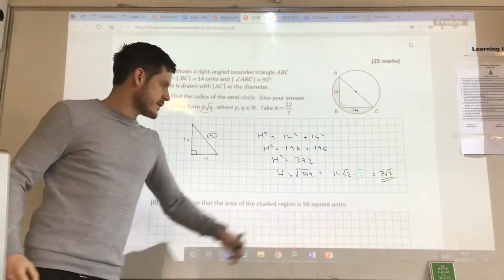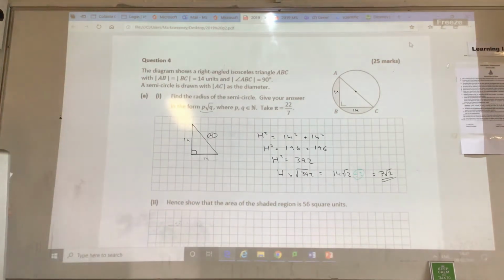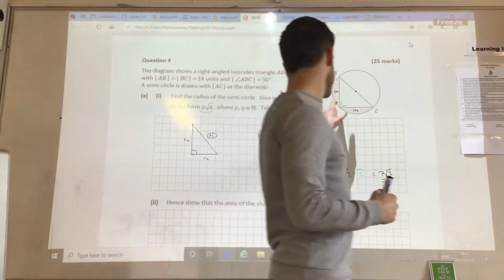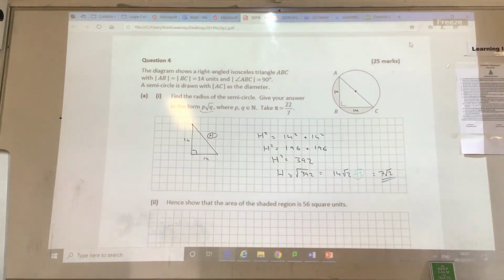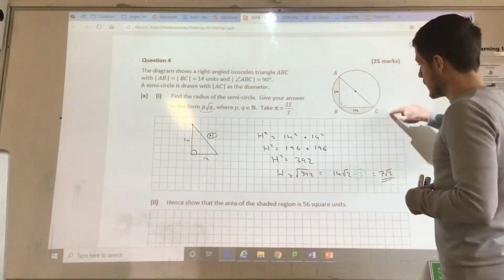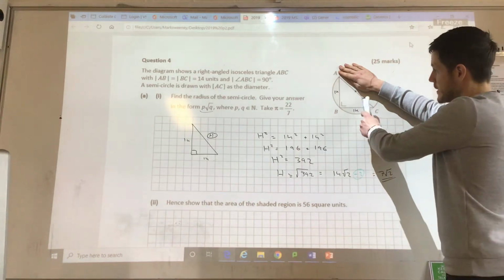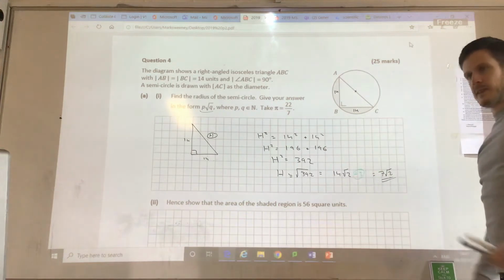Hence show that the area of the shaded region is 56 square units. Now this is going to cause a little bit of problems. First of all, let's think about it. I want to find the area of these two shaded bits here. I've got a full circle, right? A full circle is made up of two half circles. So if I go find the area of the full circle and halve it, I've got this area here. If I take away my triangle, then I've got my two shaded bits. So there's a little bit to do there.